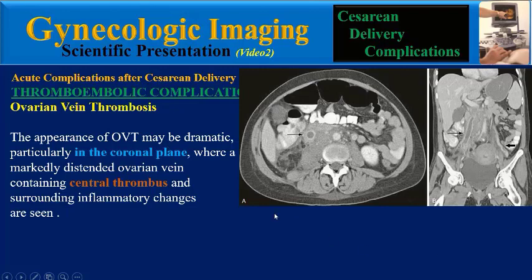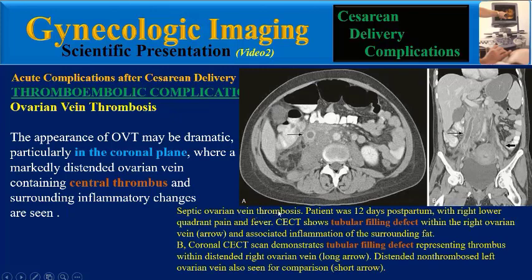and surrounding inflammatory changes are seen. As we can see in the CT image, septic ovarian vein thrombosis. The patient was 12 days postpartum with right lower quadrant pain and fever. This CECT image shows a tubular filling defect within the right ovarian vein and associated inflammation of surrounding fat. In the coronal CT image, a tubular filling defect represents thrombus within the distended right ovarian vein. Also, we can see here a distended non-thrombosed left ovarian vein for comparison with the right side.